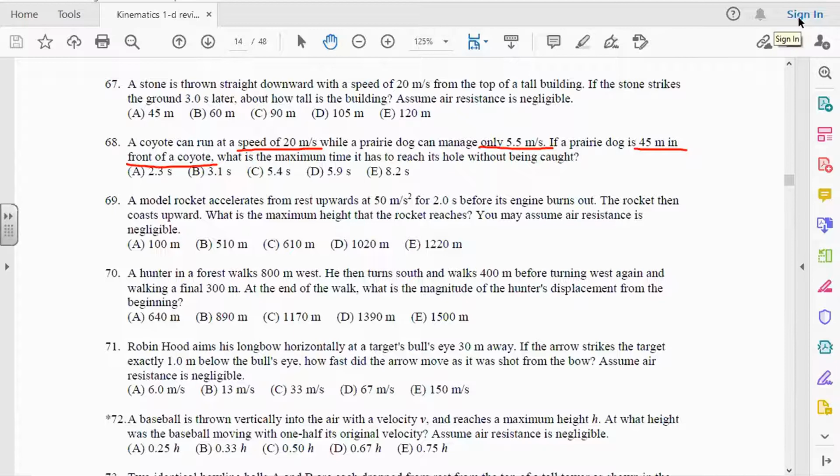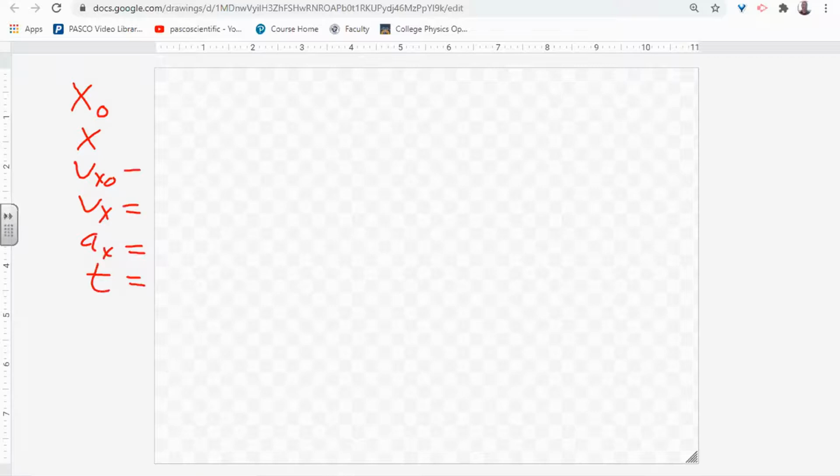All right, so we know we're going to write our position functions. I'm going to go ahead and write out my 6 variables. So this is for the coyote. And remember, I'm writing position as a function of time, so I'm not going to know those, but I need those values in order to write my equation. The coyote's running at a constant speed, so acceleration is 0. The initial velocity and final velocity are going to be the same because he's running at a constant 20 meters per second.